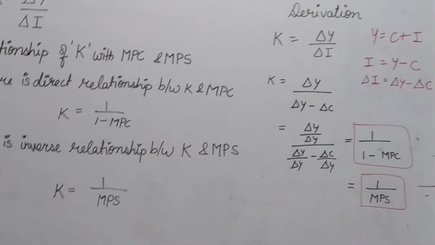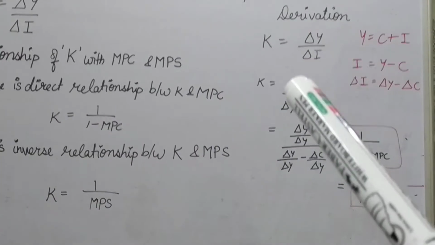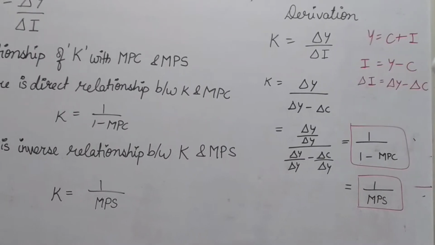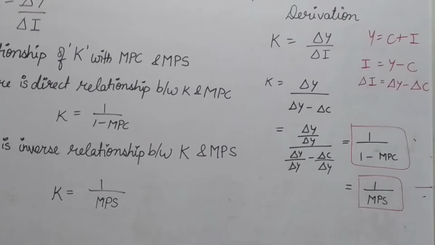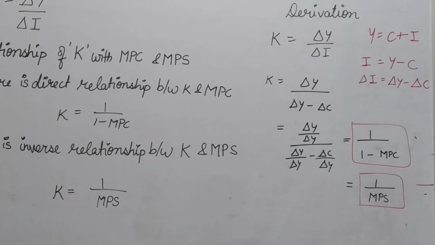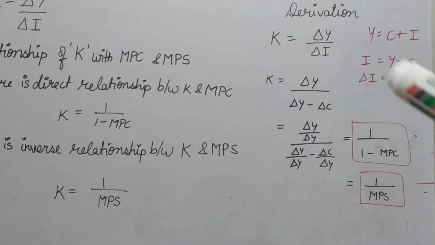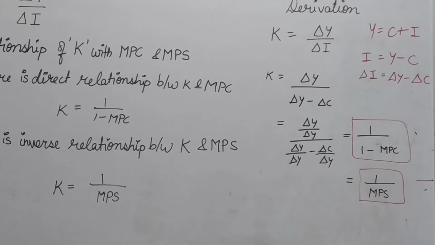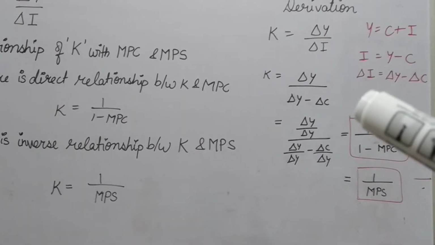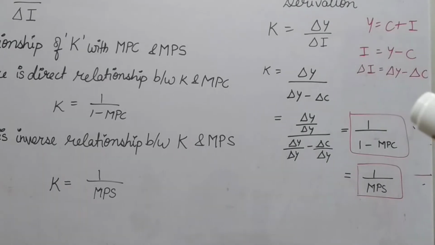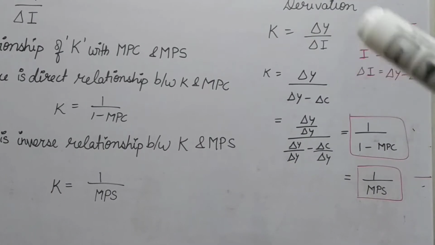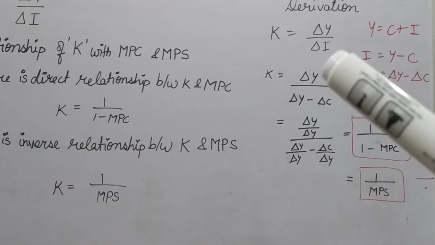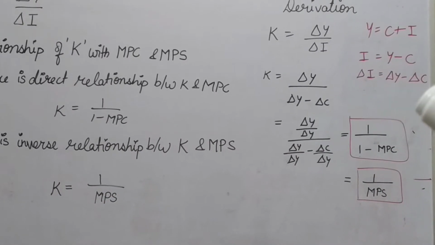Now see the derivation. First of all, I have written the first formula K equals delta y upon delta I. And for delta y, we know the approach y equals c plus I, that is AD equals c plus I, and AD and AS are equal to each other. So we can write y equals c plus I. ठीक है. So I equals y minus c, and we can show it in the changes form also: delta I equals delta y minus delta c. In this same formula we keep delta y as it is, and instead of delta I we keep delta y minus delta c.